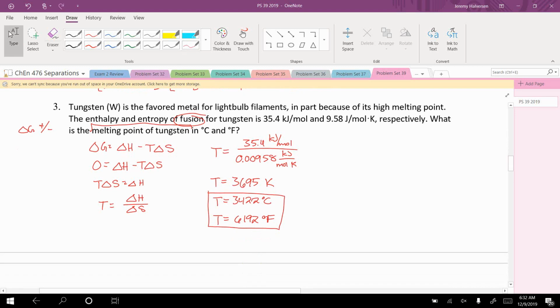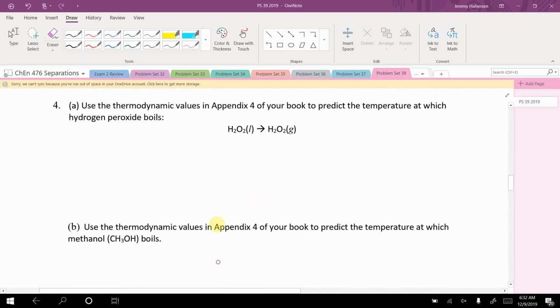Remember that the melting point is the point at which it switches from being non-spontaneous to spontaneous. So we set delta G equal to 0 and find T.